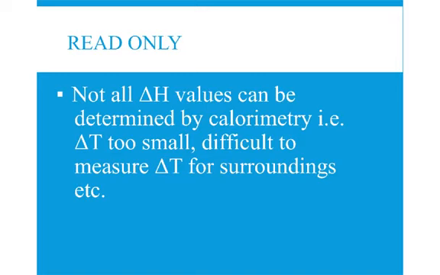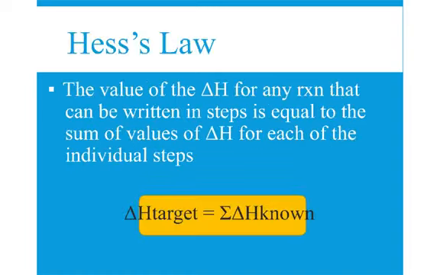So not all delta H values can be determined by calorimetry. Sometimes the change in temperature is too small, or it's too difficult to measure the temperature change of the surroundings. For instance, if the surroundings are a gas or air, and that's what's getting heated up or cooling down. So we have an alternative method to find delta H, and that is Hess's Law. We're going to learn how to do that today.